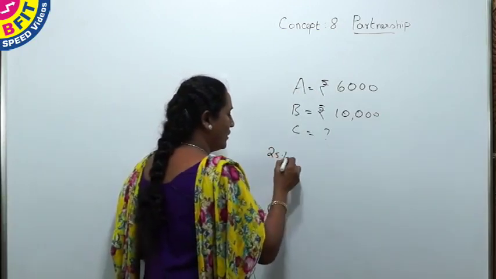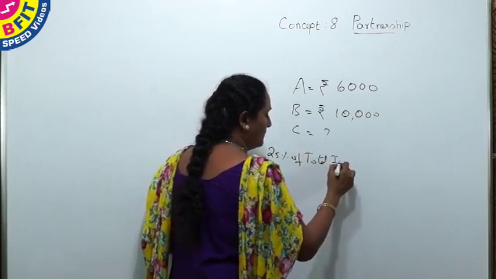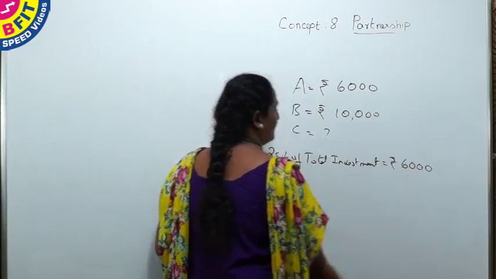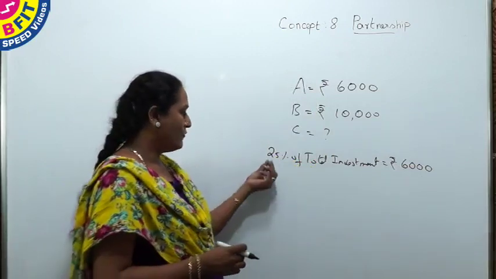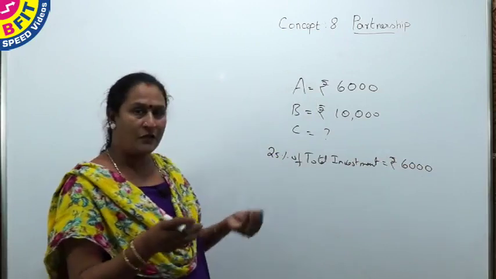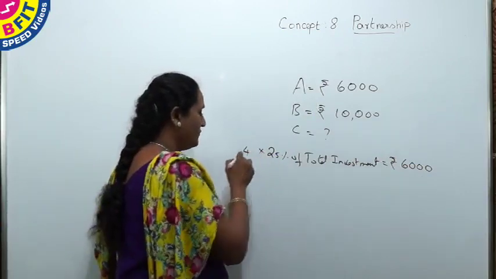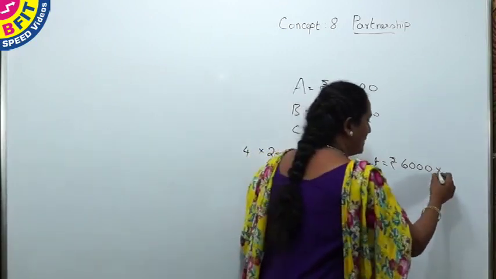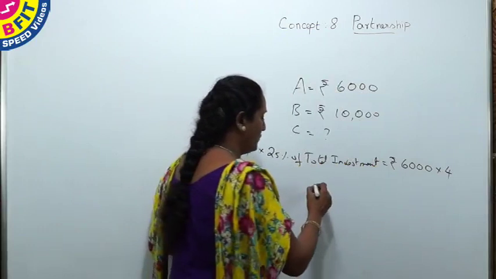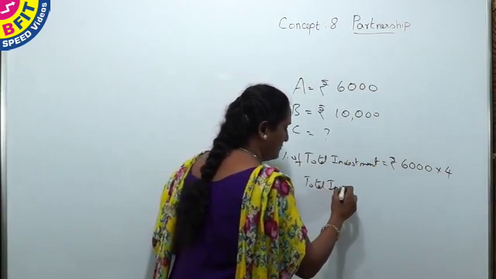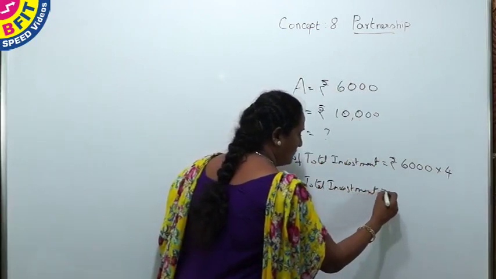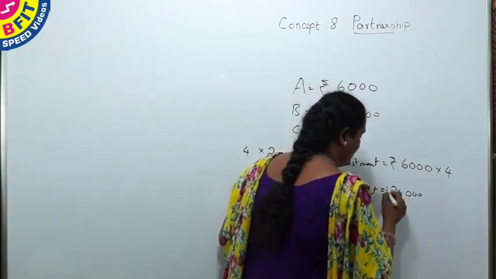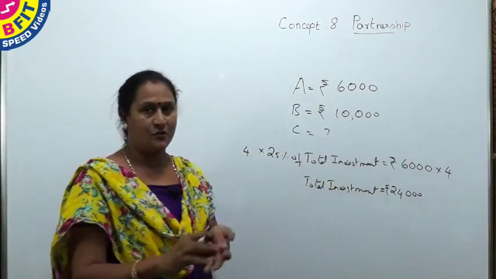So from this detail we have got 25% of total investment equal to rupees 6,000. So we need 100%, or 1/4 is 6,000. What is 4 parts? And how can you get 100 from 25? So multiply this with 4, you get 100% of total investment, which is the amount invested by all. So multiply on the other side also with 4. So 25% of total investment, that is 100%. So 6,000 into 4, it is 24,000. So 24,000 is the total investment we have got.